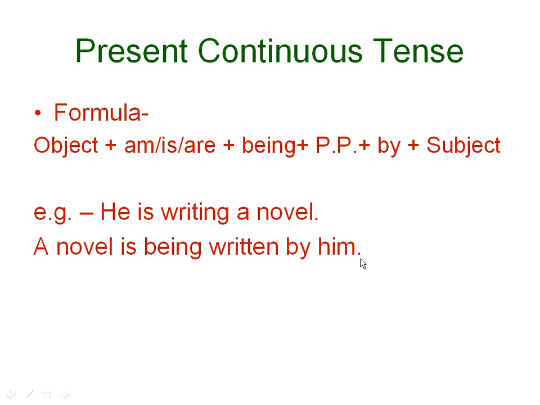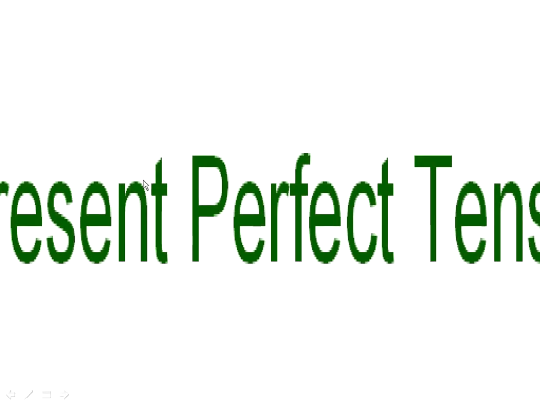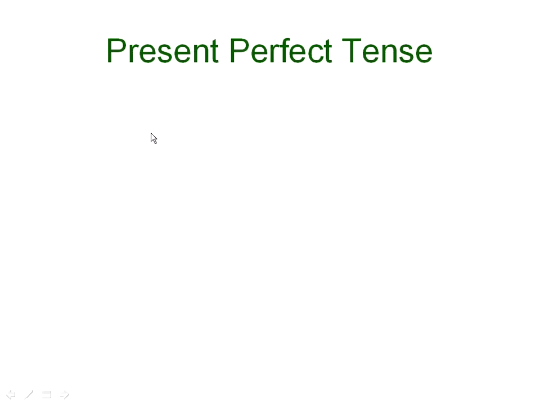So he, him. In this way, we should know all the second forms of all the pronouns like I, me; we, us; he, him; she, her; you; and they, them. See the third tense, present perfect tense.